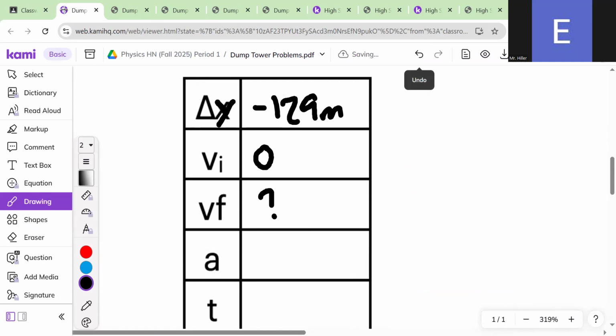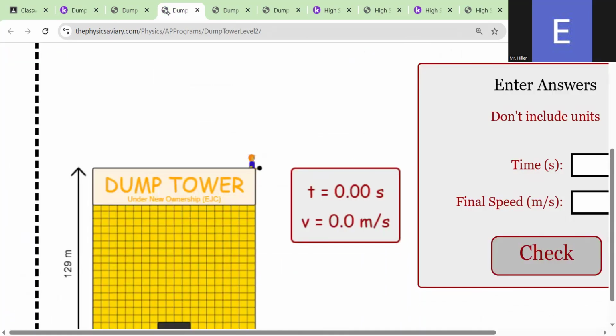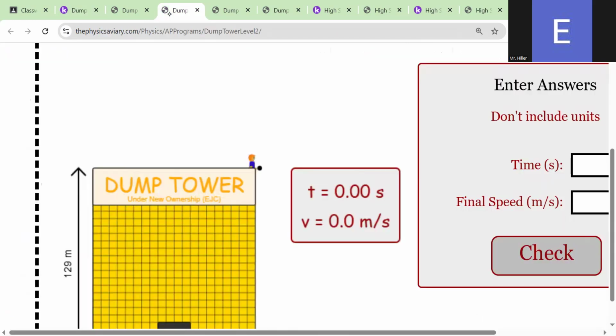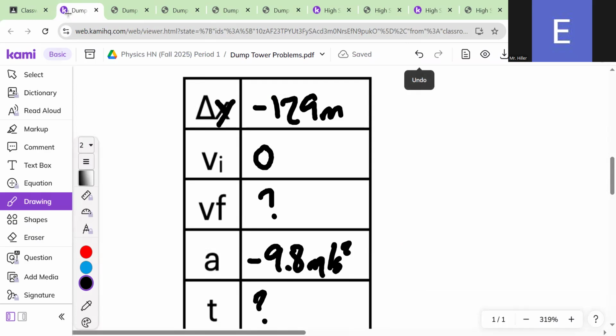Now, my acceleration, okay, it's not asking me to find an acceleration on some planet. So I'm assuming the acceleration due to gravity. And in this particular lesson, I know I told you in class you can use negative 10 meters per second squared. However, I think in light of this program, let's be a little bit more precise about it, and we'll go ahead and use negative 9.8 meters per second squared. The time is something that you are finding also, so time should be a question mark.